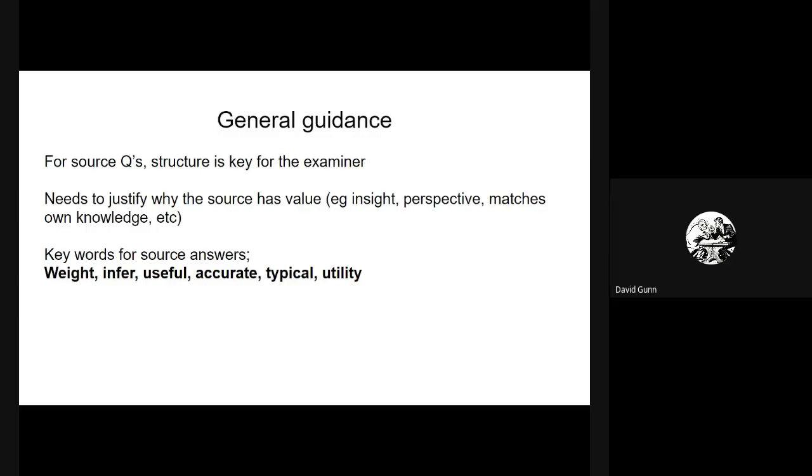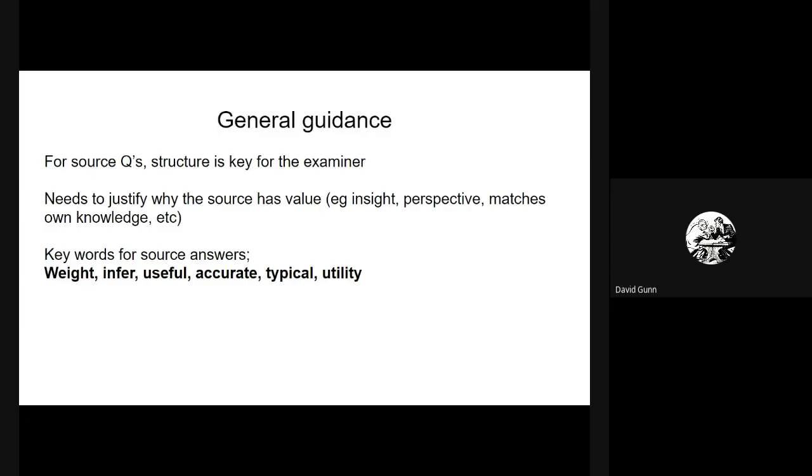And what you need to do, it's all about the key term in the question, which is value. Okay, so you need to come back to that question of value and that word consistently throughout the answer. And the source question isn't asking you to pull it apart and to heavily criticize it and to say how it's not helpful. It's really to highlight the value and to explain why it's useful.